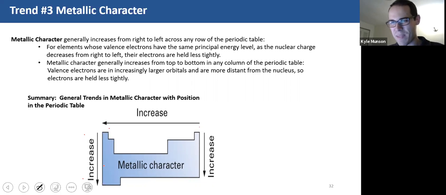And metallic character generally increases from top to bottom in any column of the periodic table because valence electrons are in increasingly larger orbitals and are more distant from the nucleus. So the electrons are held less tightly. And again, if something can easily give up an electron, it has higher metallic character. Okay, so here's a summary right there, and you can use that, similar to how we talked about ionization energy and atomic size, to rank things in order of increasing metallic character.